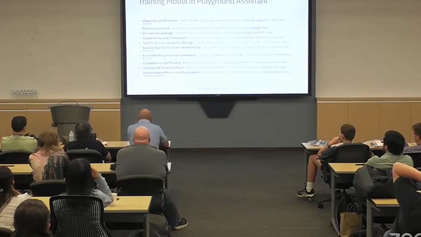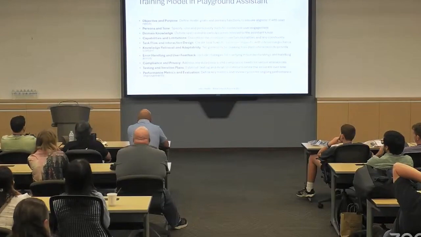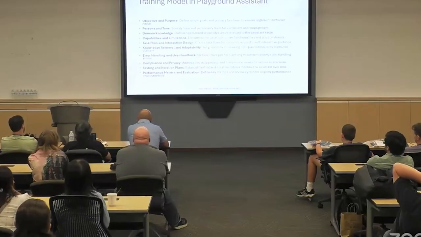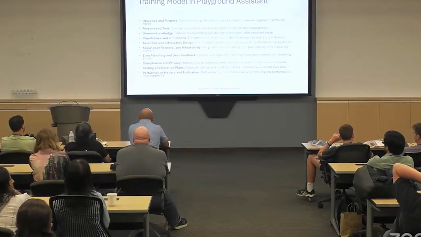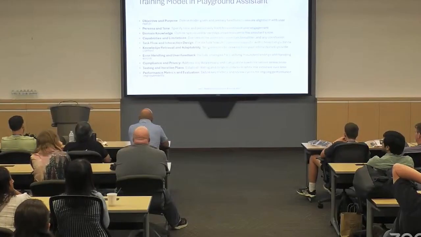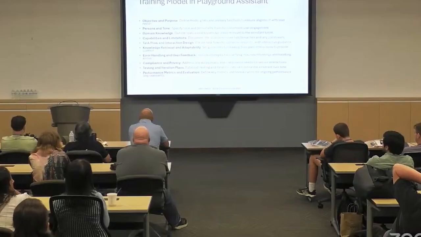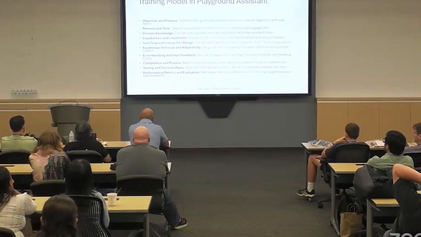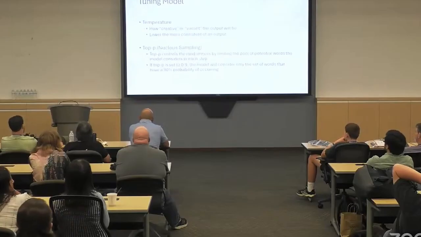So how do we train these models? Jason Haddock did a great keynote on this in 2023 here. You write it a persona, right? You give it objective and purpose, domain analysis, capabilities, task flow, knowledge retrieval, error handling, how it should handle errors, compliance, privacy concerns, process, anything like that. Testing iterations, and then how can it improve itself, and how can it evaluate itself? Right, you're going to train it as you would a junior analyst. It does what you tell it to do.